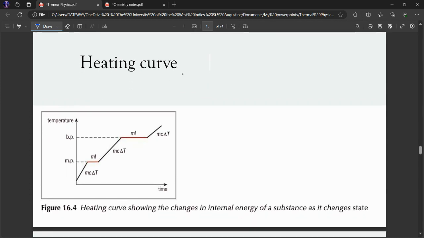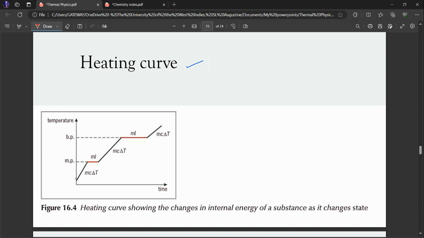Right? And then we have a heating curve here. So we just went through a cooling curve, now we're going through a heating curve. This is very important to note because this graph tells you which formulas you would be using at different stages in heating a substance.